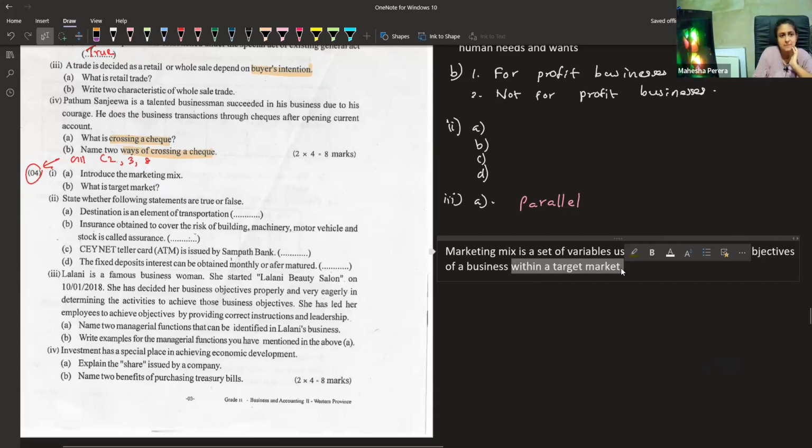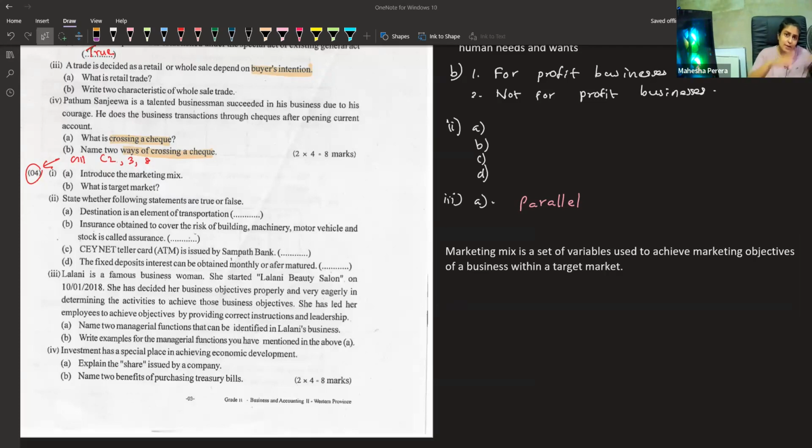Within a target market. Now a target market is a market segment, a part of the whole market we have chosen. So the next question they ask is, what is a target market? Let's write one. It's the share of the market. Which market? The whole market. A target market is a certain part of the whole market. Share of the market. These words should be here.